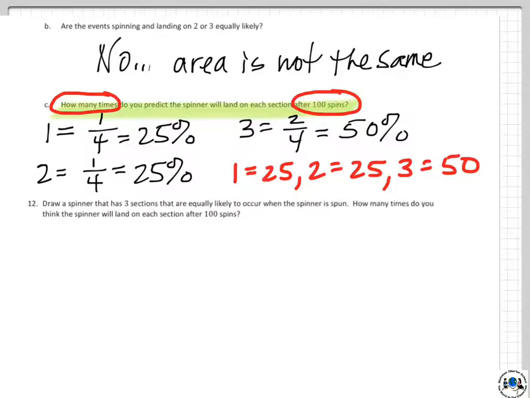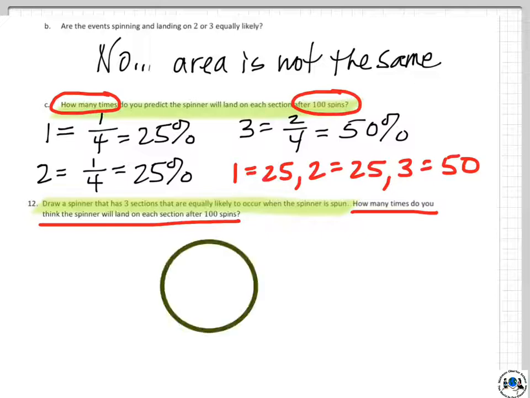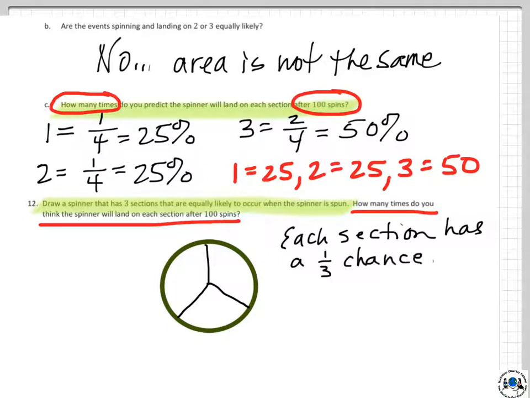And the last task here asks you to draw a spinner that has 3 sections that are equally likely to occur when the spinner is spun. And then how many times do you think the spinner will land on each section after 100 spins? This is how mine looks, like a peace sign kind of. A little messy, but thirds are quite hard to draw perfectly. Not impossible, but challenging. If yours looked anything like that, that's super. And each section has a 1/3 chance, or 1 out of 3 chance of being spun.